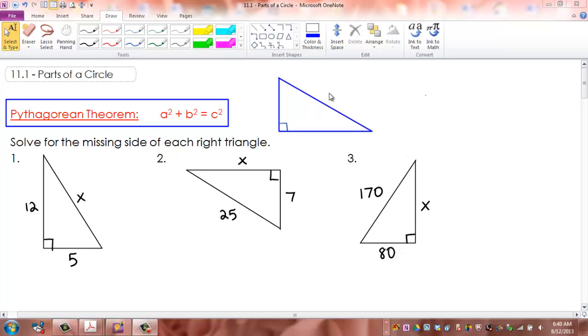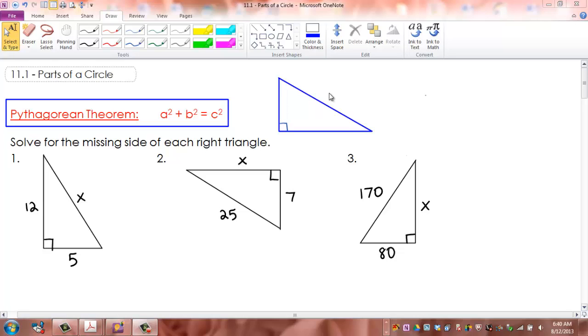This is the video for section 11.1, Parts of a Circle. Please follow along with your video worksheet. The first section has all of the terms, definitions, and diagrams that I will be using, and the second section has all of the example problems that I will be showing you. Please fill in the worksheet as you watch the video.